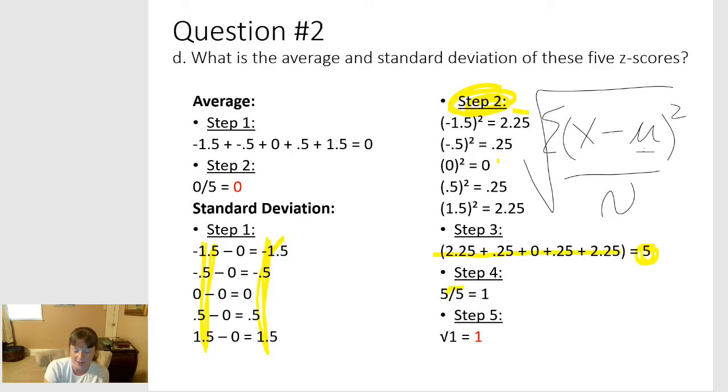Then I divide by 5. Oh, hey, the variance is 1. Take the square root of the variance to get the standard deviation of 1, just like I said it would be. So the average of these z-scores is 0, and the standard deviation of these z-scores is 1, just like I said it would be. But you've got to show all that work in the problem in the lab.